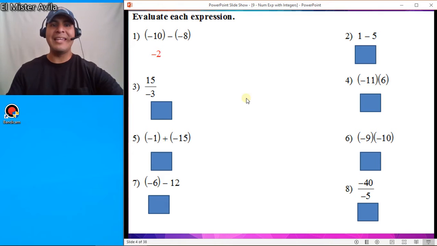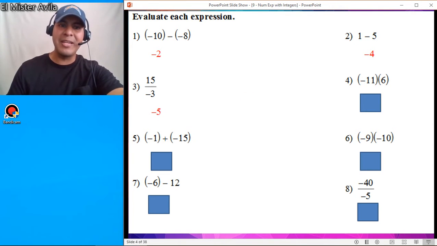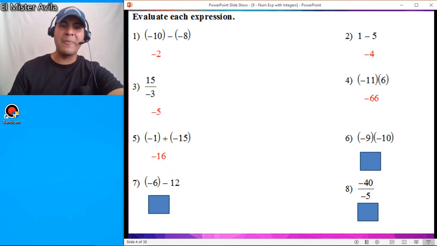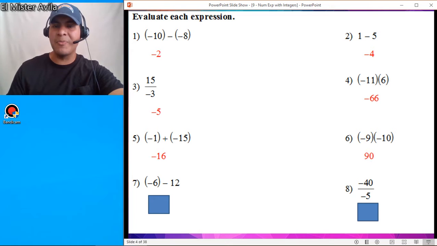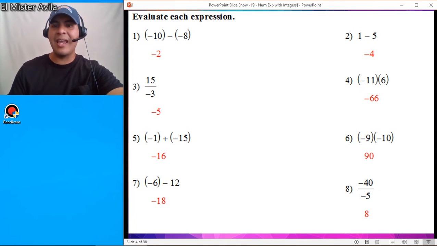Answer to number 1 is -2. Answer for number 2 is -4. Answer to number 3 is -5. Answer to number 4 is -66. Answer for number 5 is -16. Answer for number 6 is 90. Answer for number 7 is -18. And answer for number 8 is 4.